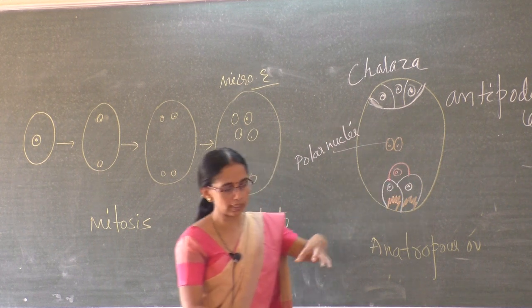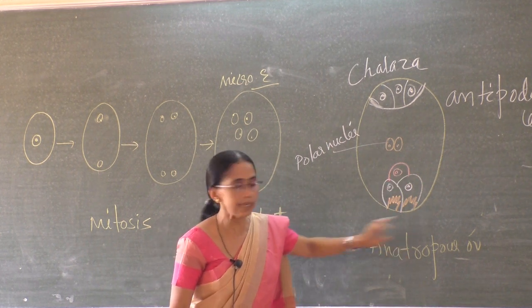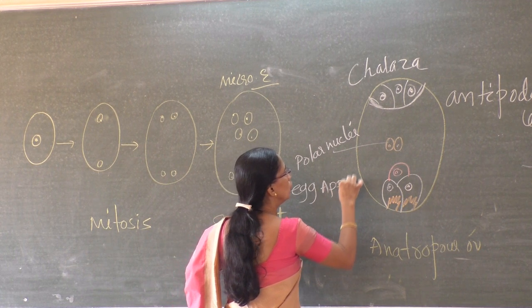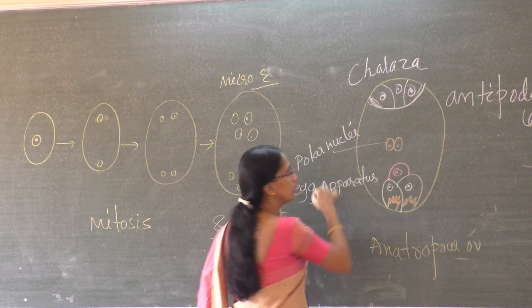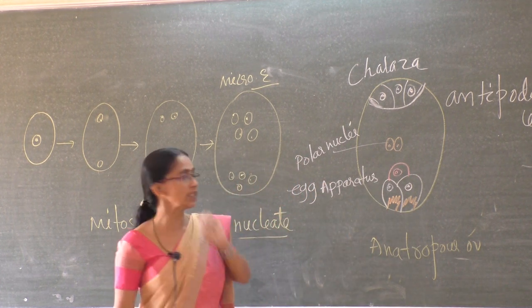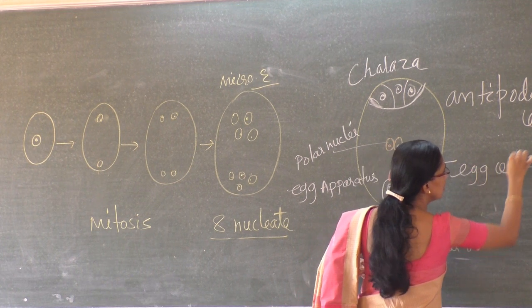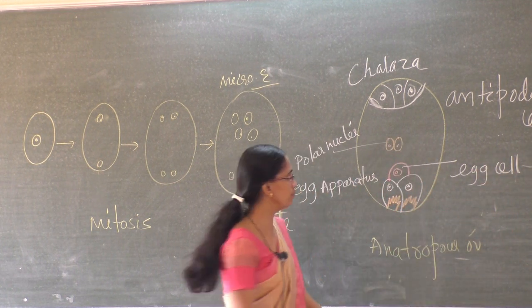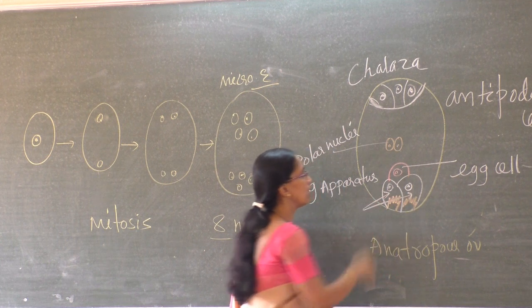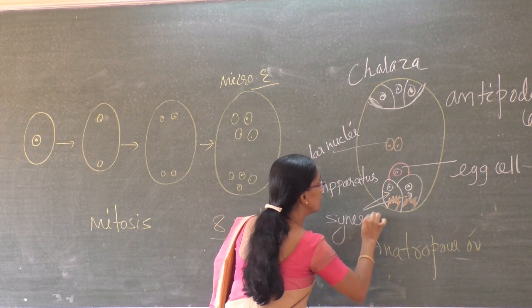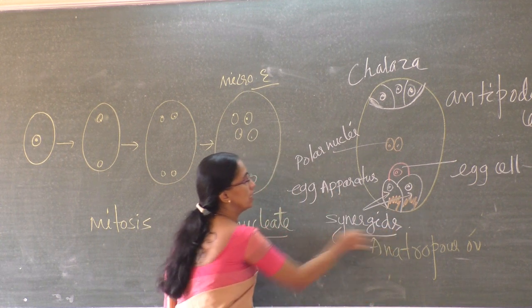3 more cells organize near the micropylar end. Together it is called the egg apparatus. The egg apparatus is made up of 3 cells. The central cell is the egg cell, the female gamete, and 2 more cells, this and this, are called synergids.